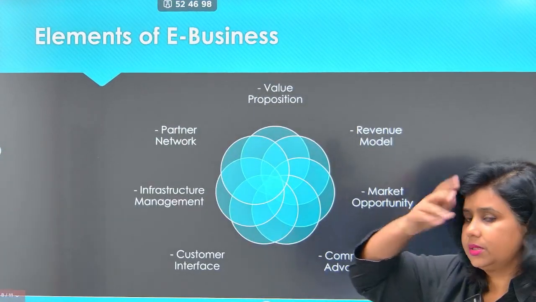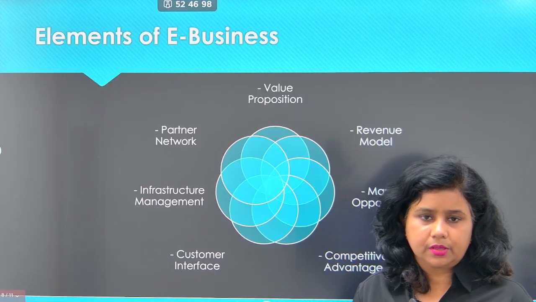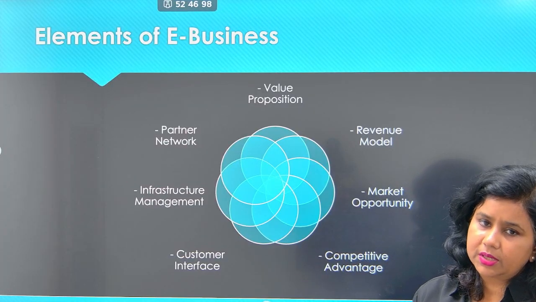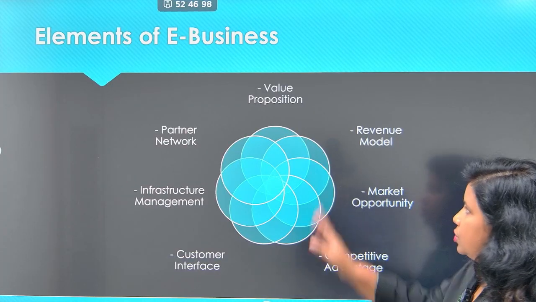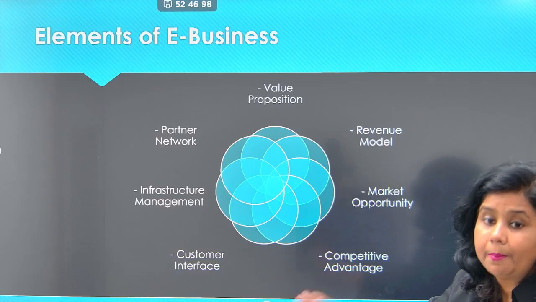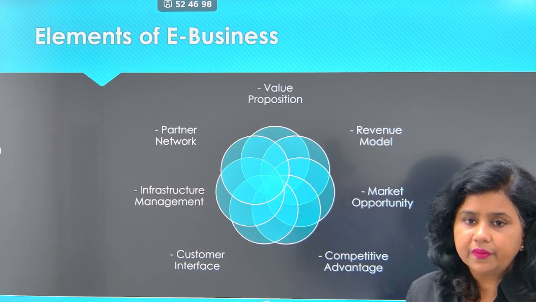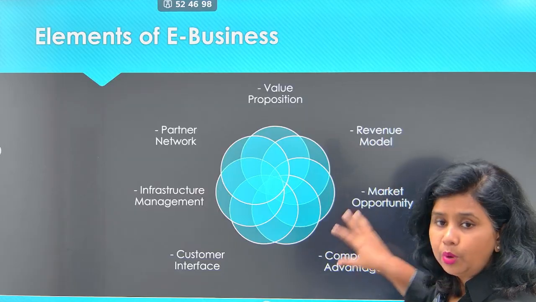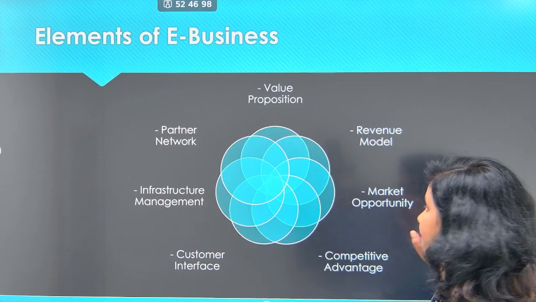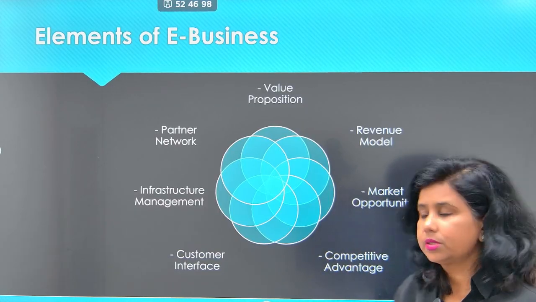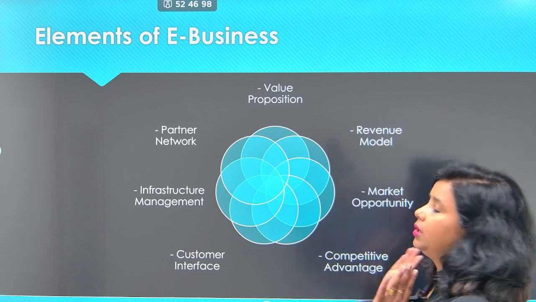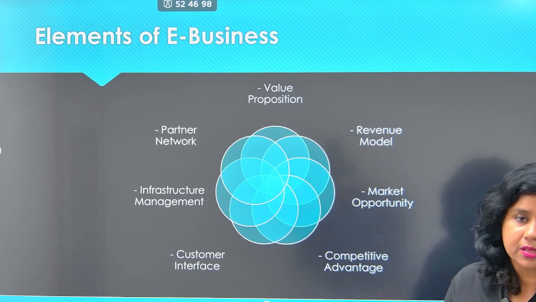Our next topic is elements of e-business. What are the different elements you must have in e-business? Your e-business must have a value proposition. You must offer some sort of value. There must be a revenue model in it. There must be a market opportunity for your e-business. There must be a competitive advantage in your particular business.